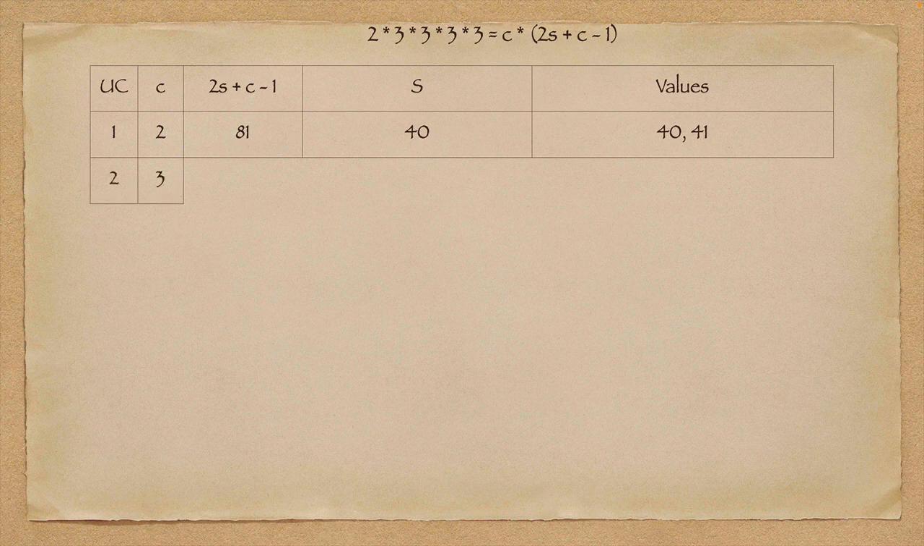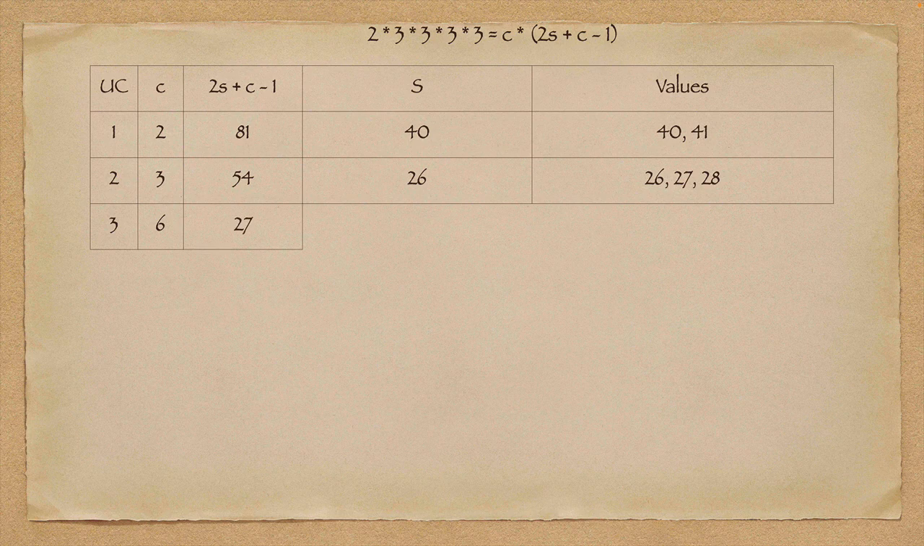The second one, I'm going to say C is 3, and therefore the other term there has to be 54. When I solve it for S, I know S is 26, and therefore the three values are going to be 26, 27, 28. And this is rather simple. The next one is where C is 6, because I'm going to take the first two factors, 2 times 3. What I'm left with is 3 cubed, which is 27. And therefore, solving for S, I'll know that S has to be 11. So 11, 12, 13, 14, 15, 16 is also going to give me 81.